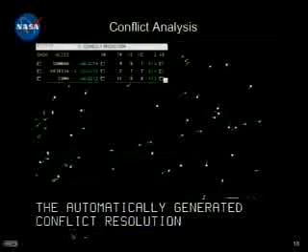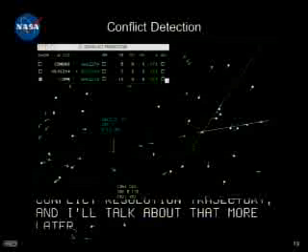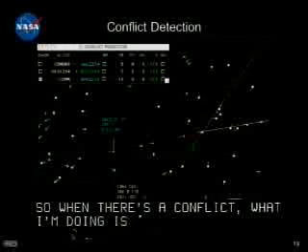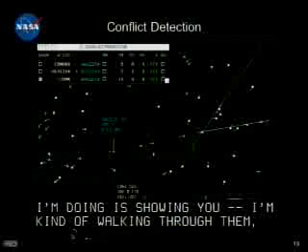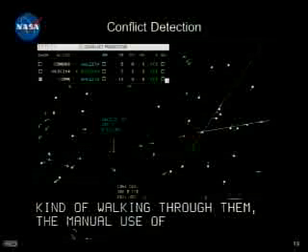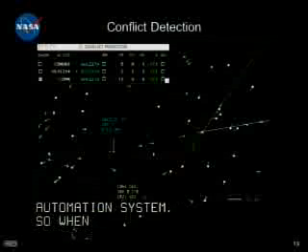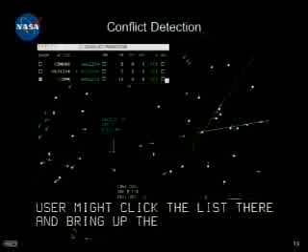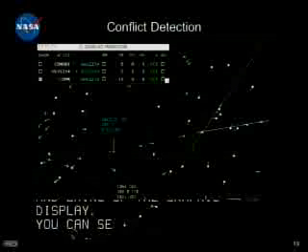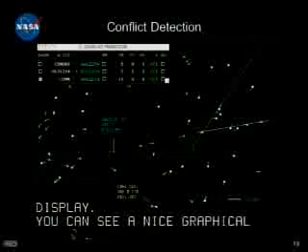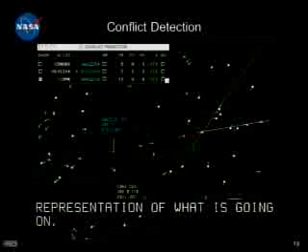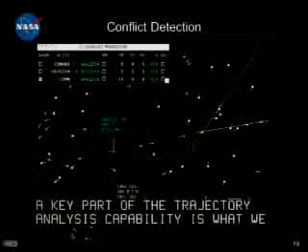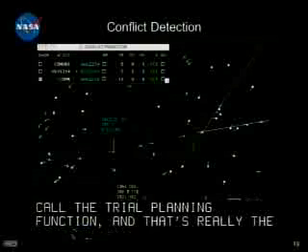So let's go to the next slide. When there's a conflict, what I'm doing now is kind of walking through the manual use of this automation system. When there's a conflict, the user might click the list there and bring up the graphic display, and you can see a nice graphical representation of what is going on. A key part of the trajectory analysis capability is what we call the trial planning function, and that's really the essence of the conflict resolution capability.